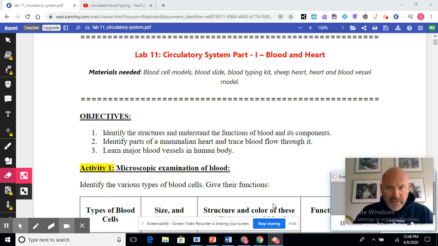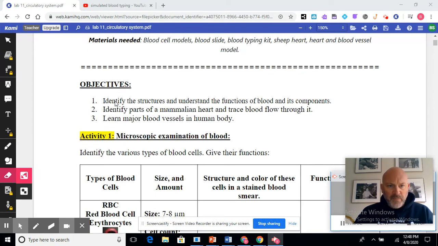All right, hello everybody. We're going to do Lab 11, Circulatory System, Part 1. I think it's the only part for Circulatory System, because Lab 12 is Respiratory System, blood and heart. And so if we start at the objectives, I have this pulled up on my computer.